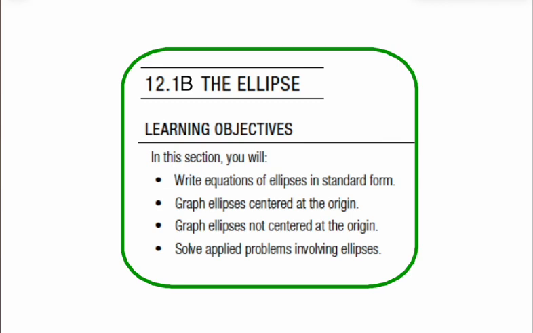If you take a look at 12.1b, we're going to be doing the ellipses. Now, with ellipses and circles equations, you can think of a circle as a perfect ellipse. An ellipse is just something that looks like an egg, so it might be elongated one way or the other. That's what we're going to talk about today.